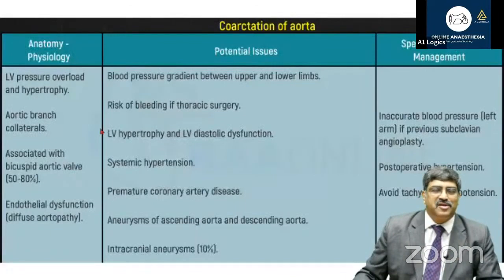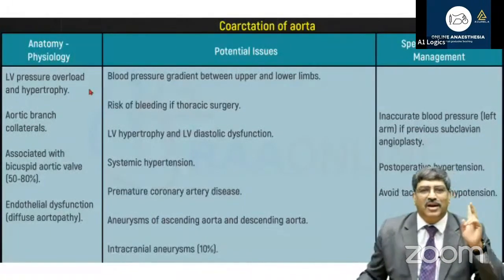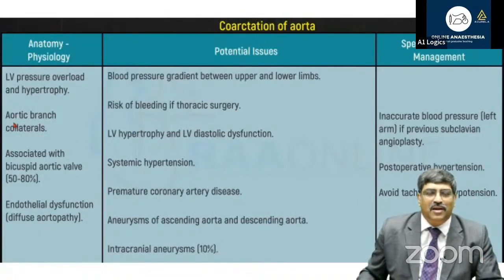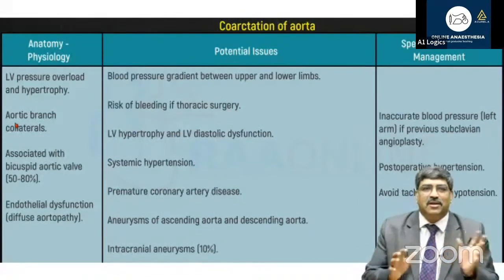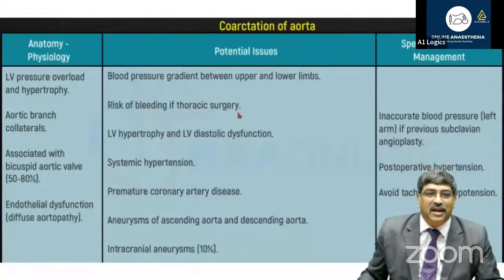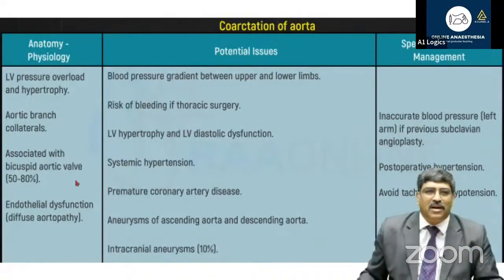Coming to the anatomy and physiology, there is left ventricular pressure overload and hypertrophy. Because of this, there can be diastolic dysfunction, and as the obstruction is there, aortic branch collaterals will be developed, which can lead to risk of bleeding if thoracic surgery is planned.